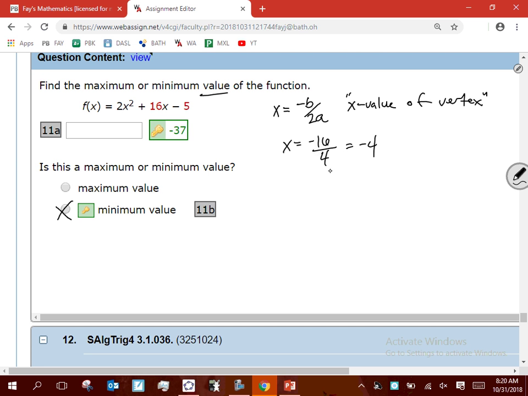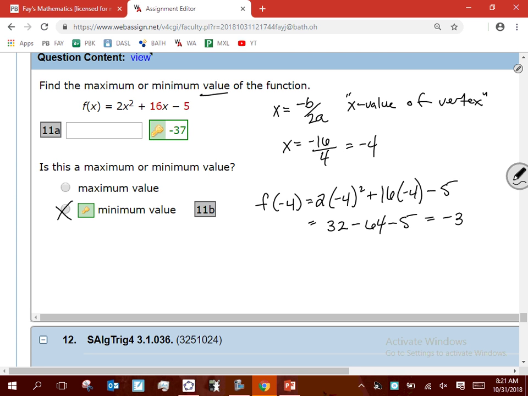So I'm going to find what f of negative 4 is. This would be 2 times negative 4 squared plus 16 times negative 4 and then minus 5, okay? So the 4 squared is 16 times 2 is 32. Minus then, this is going to give me 64. And then minus 5. That should give me negative 37 then as my y value.